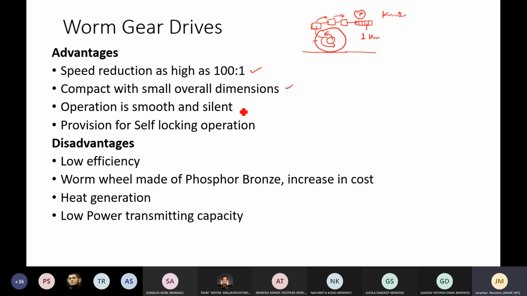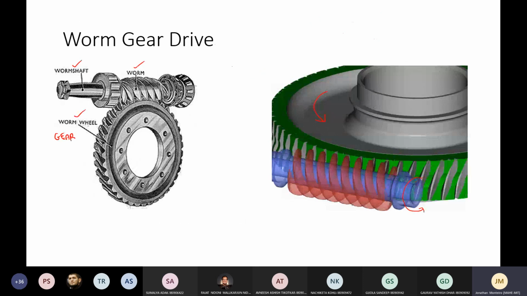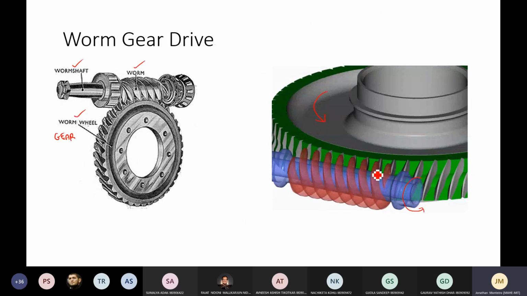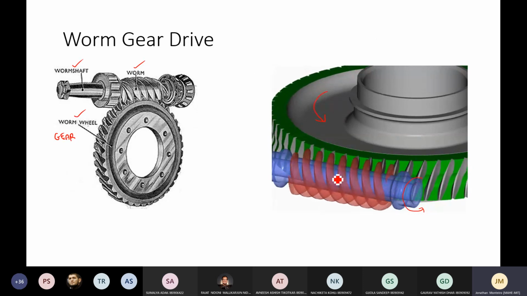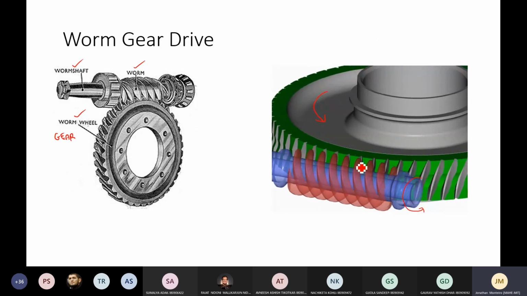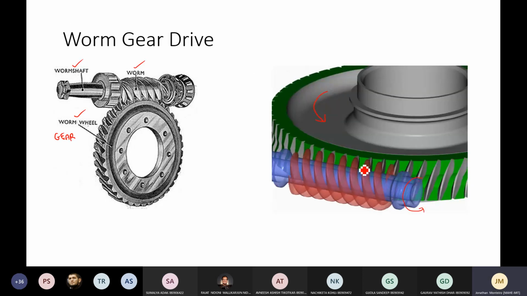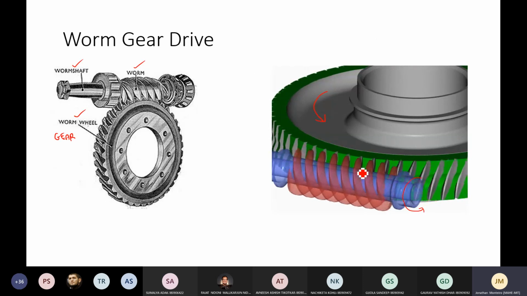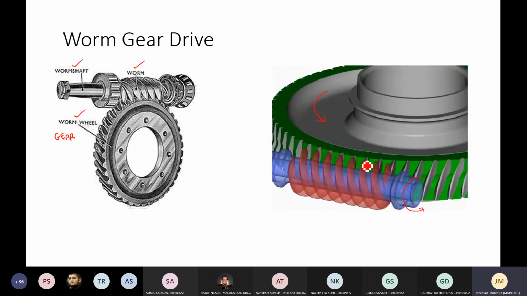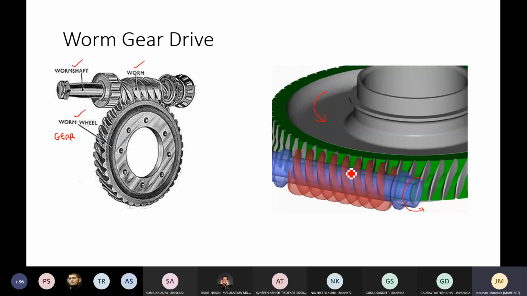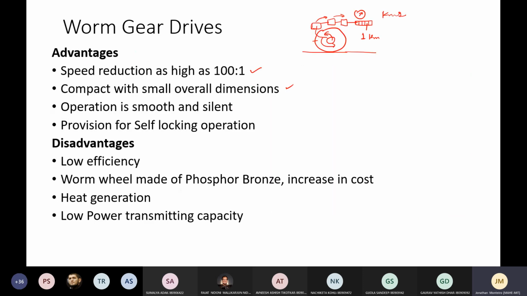Okay. Next, operation is smooth and silent. Why is that? The action itself shows you what happens. Each set of that helical groove is kind of sliding or pushing in a successive manner with each of those teeth. So it is not just line contact, it is a kind of helical groove contact. The groove is sliding or engaging continuously with the teeth. So that is why the operation is smooth and silent. But of course there is a disadvantage, we'll look into that later.